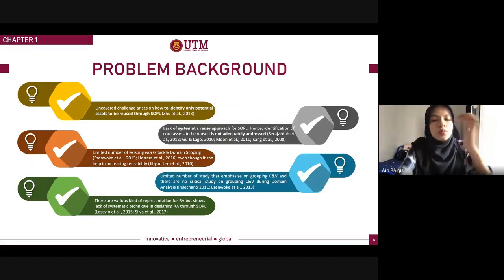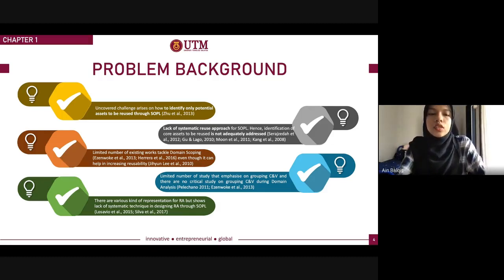Moving on to the problem background. With service-oriented product line, systems are not developed from scratch. However, although SOPL offers reuse towards the development of core assets, there are still uncovered challenges on how to identify only potential assets to be reused. One of the challenges is that existing studies show a lack of systematic reuse approach for SOPL. Hence, the identification of core assets to be reused is not adequately addressed.